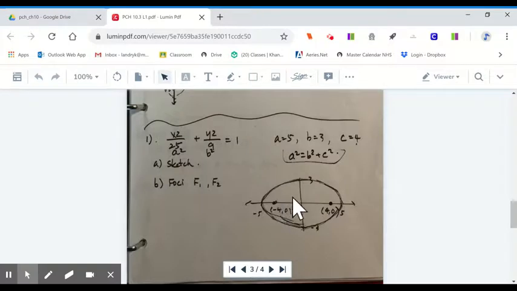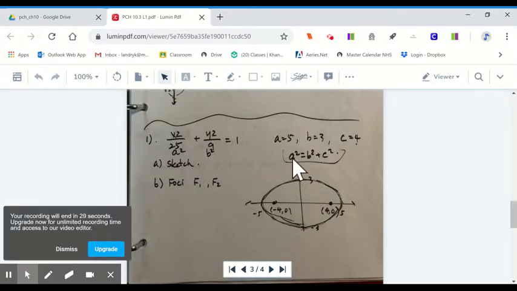Now, for the foci, I need c. To find c, I need to use my Pythagorean relationship, which is a squared is equal to b squared plus c squared, because a is the longest side in this case. So solving this using Pythagorean, c is 4. So my foci are negative 4, 0 and 4, 0.